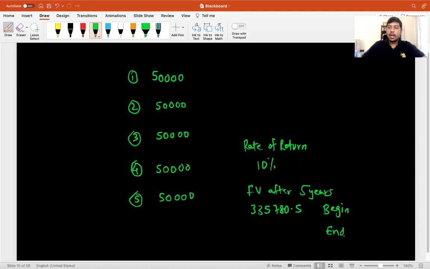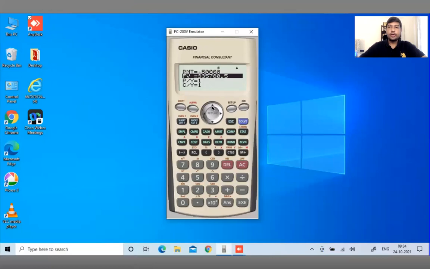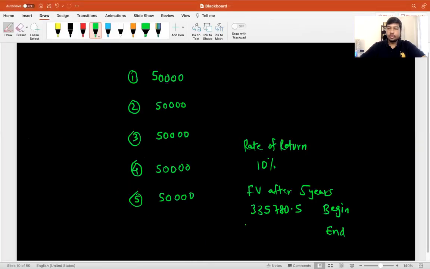Now let's see what happens if the cash flows are invested at the end of the period. What you simply have to do is go up, change the set from begin to end and press execute. Then scroll down and go to FV, press solve. So you will see that the answer that you're getting is 3,05,255. So this is the answer that you get if the cash flows are invested at the end of the period.